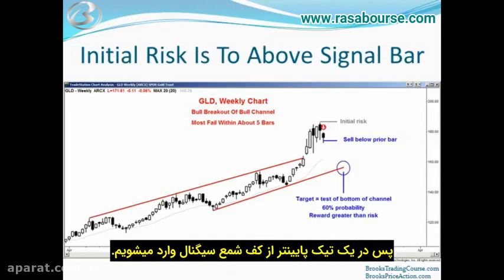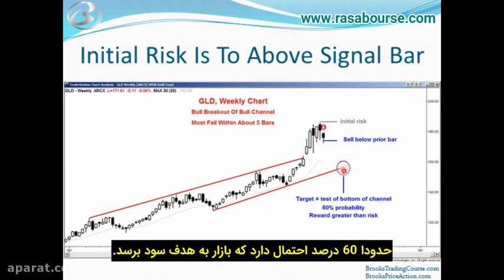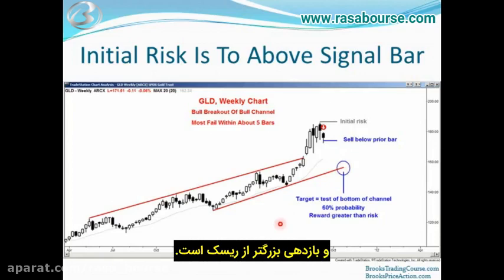So you'd be filled right here, 1 tick below the low of the signal bar. Your initial risk is up there, and your target is a test at the bottom of the channel. You probably have about a 60% chance of the market reaching this red line. And the reward obviously is greater than the risk, so this is a reliable short.